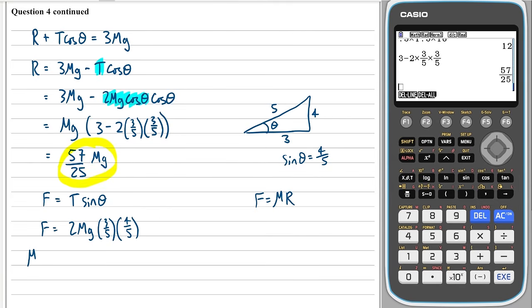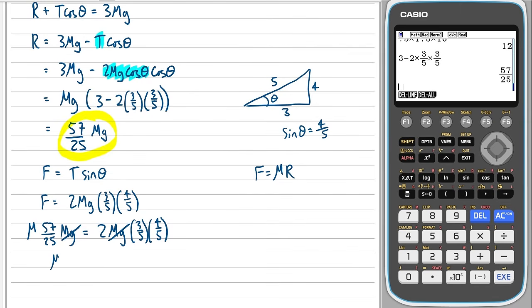So we can write mu multiplied by R, which is 57 over 25 mg, is equal to 2 mg times 3 over 5 times 4 over 5. The mg's will cancel. So mu is just equal to 2 times 3 over 5 times 4 over 5, all divided by 57 over 25.